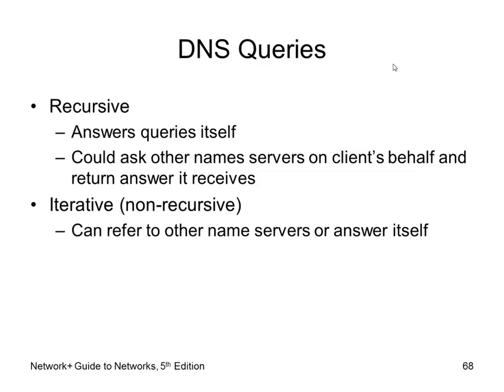Recursive and iterative. Recursive: the server queries itself, can ask other name servers on the client's behalf, and returns the answer it receives. In other words, I say, hey, Terry, what's the temperature? Okay. He's like, crap, I don't know. So he makes a few phone calls. Then Terry gives me the answer. He might call Time. He might call the Weather Channel. He might call 15 other places. Sooner or later he gets a temperature and gives it to me.